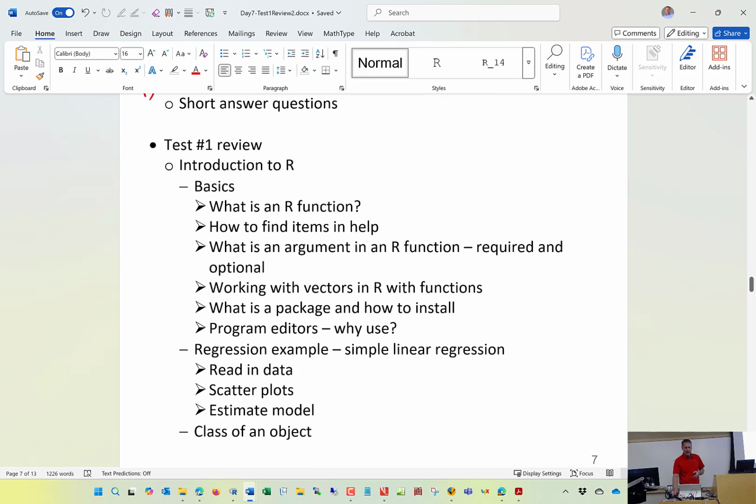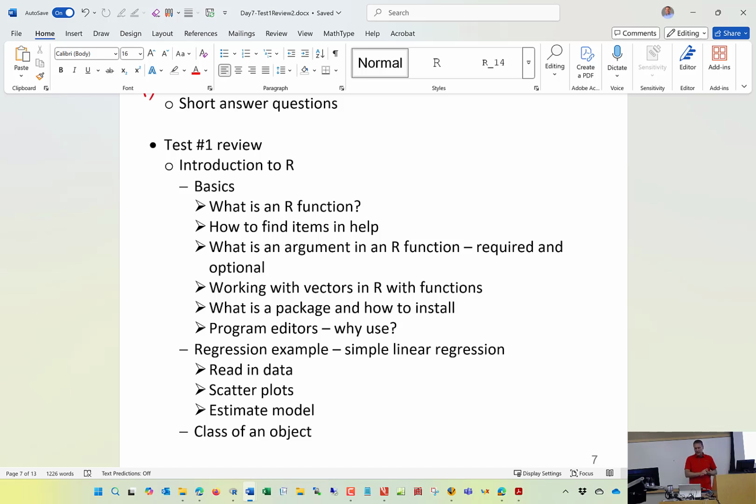Okay, so let's take a look at review the material. There were like 3 main sections. The first one is Introduction to R. We first actually in class started talking about the basics. What is a function? What is an R function? What's the very last line of a function? Why is that so important?